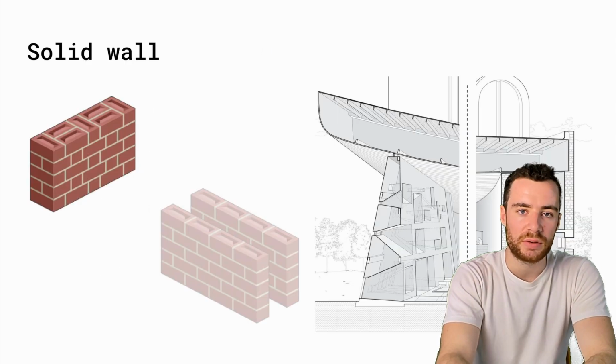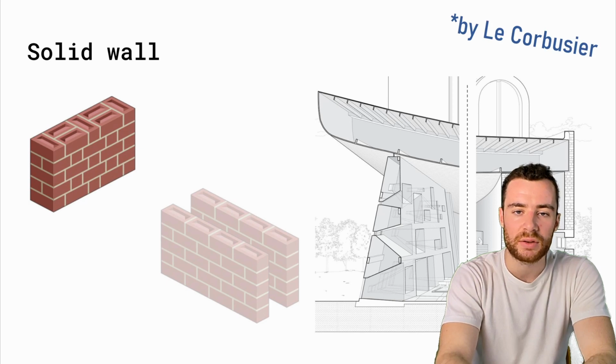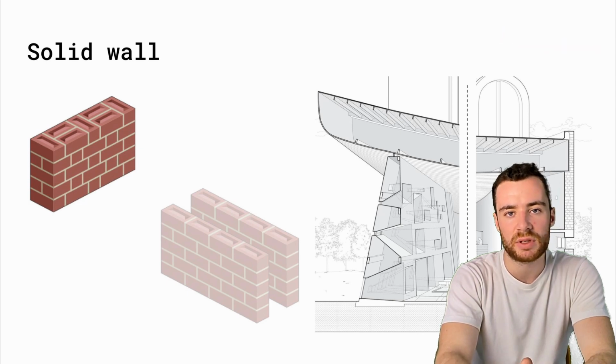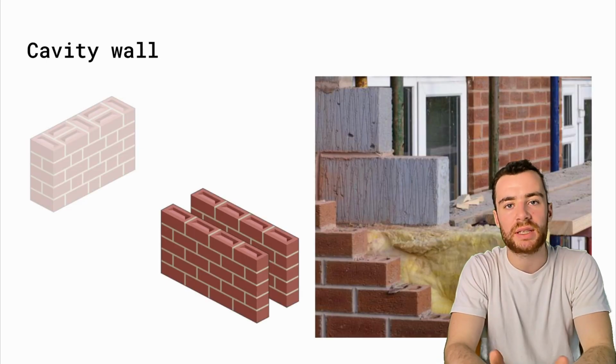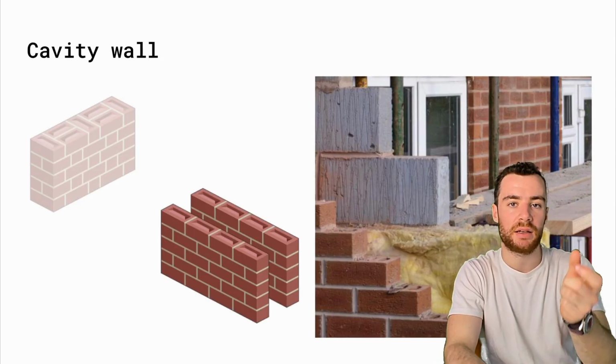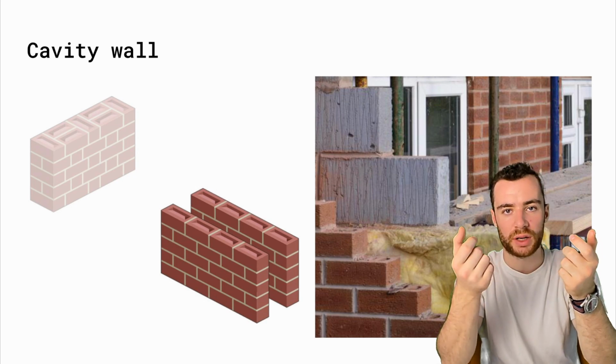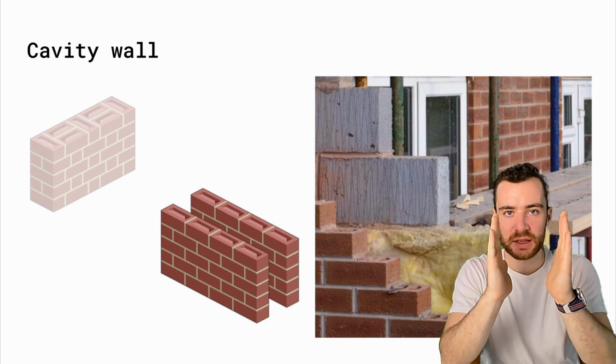In the example of Ronchamp, we can clearly see that on the left-hand side there is a use of a solid wall to structurally hold up the roof. Another way of building is using cavity walls, where you essentially have a layer of brickwork and a layer of formwork, and within the middle you have some form of insulation.